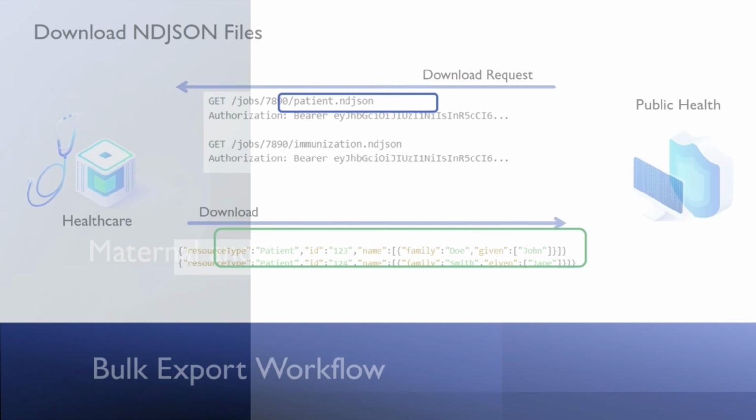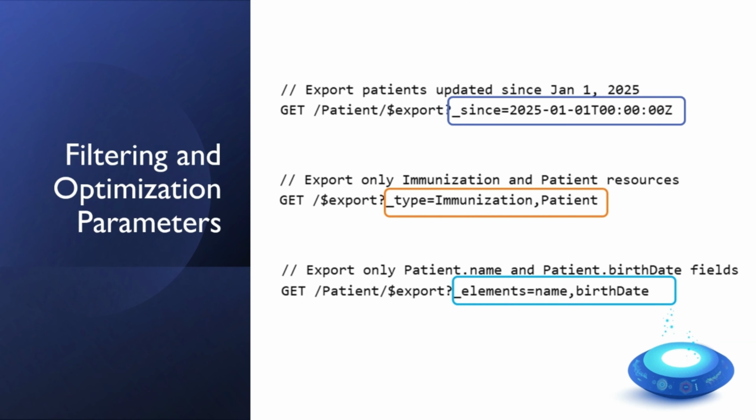The bulk FHIR specification includes several query parameters to optimize the export. The since parameter limits the export to data created or updated after a specific date, enabling incremental updates rather than full exports. The type parameter restricts the export to specific resource types, such as only immunization or patient. The elements parameter allows selection of specific fields within a resource, for example only export patient name and patient birth date. These parameters make exports more manageable, reduce processing time, and help tailor the data to the public health agency's exact needs.